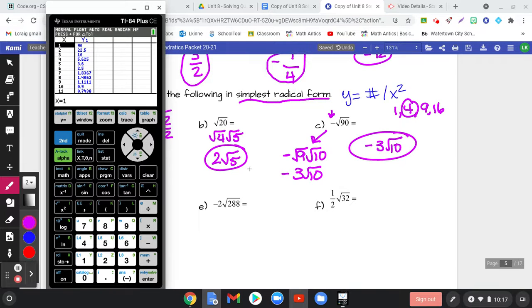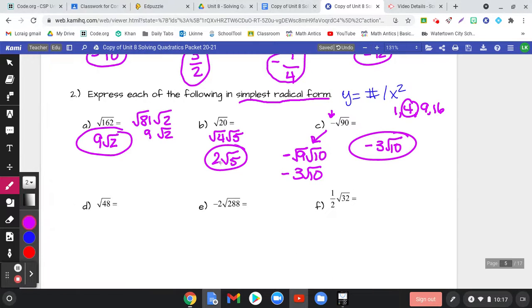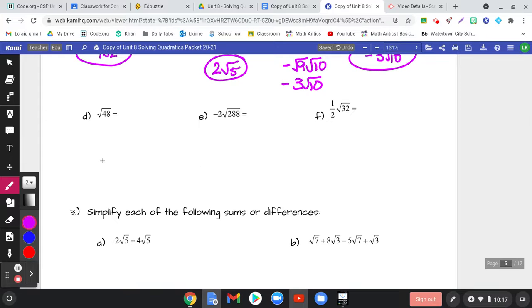If you accidentally switched them, like 5 radical 2 instead of 2 radical 5, if you typed radical 20 and your answer into the calculator, you'd see you have 2 separate things.